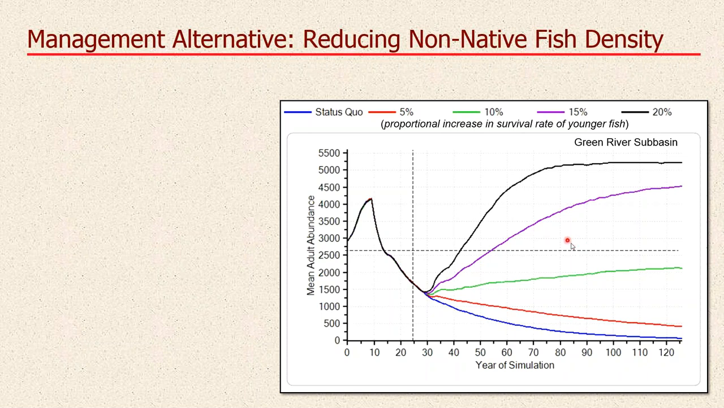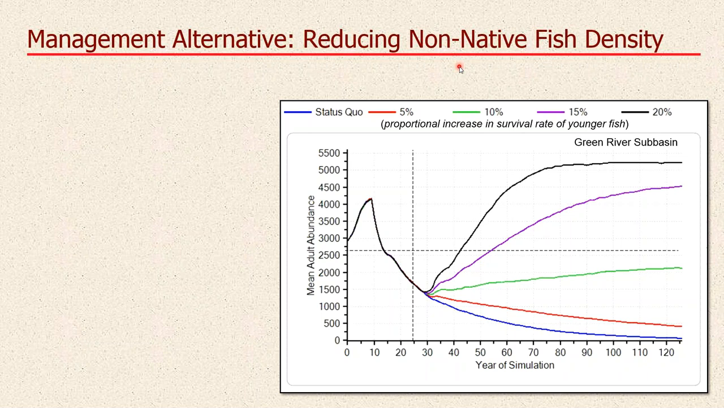In this particular situation, we did attempt to develop a functional relationship between the density of non-native predators in the system and the proportional increase in mortality that occurs from that density of non-native fish predators. So the management strategy would result in a proportional increase in young pikeminnow survival as a function of reducing the non-native fish density by a given amount. That functional relationship is very poorly understood.